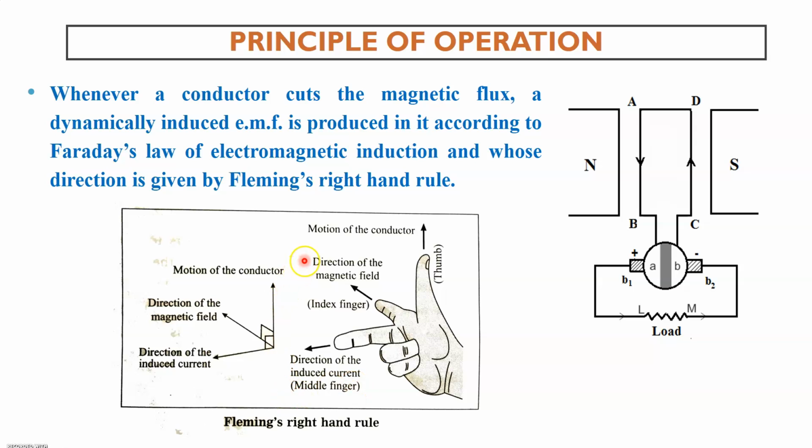This is the representation of Fleming's right hand rule. So this thumb represents the motion of the conductor, the forefinger represents the direction of the magnetic field, and the middle finger represents the direction of the induced current.